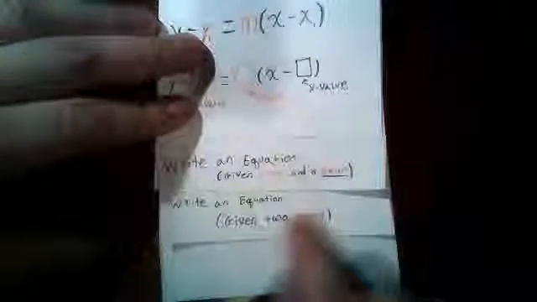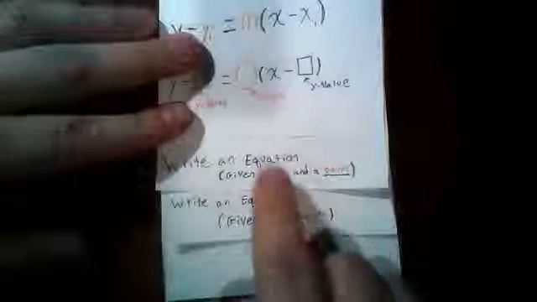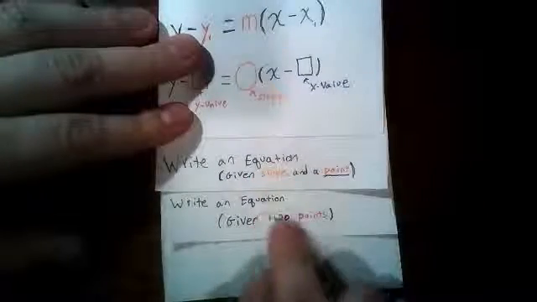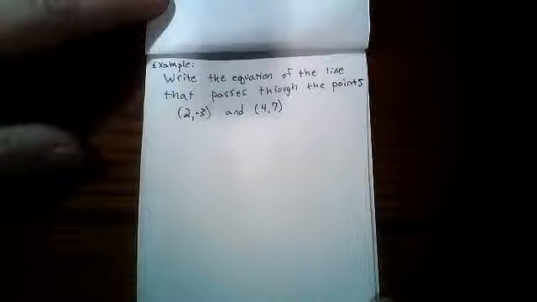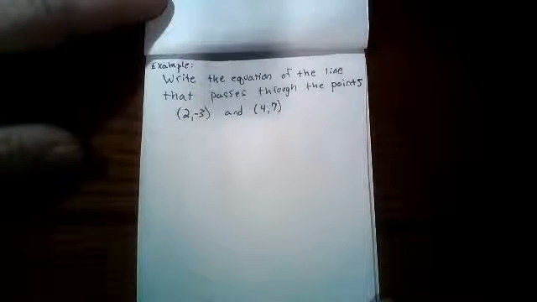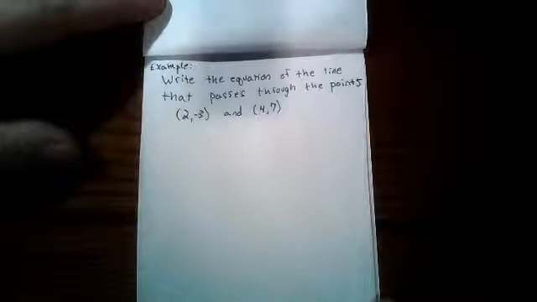There will also be a situation when you're asked to write an equation given 2 points. So now you're not given a slope and a point, you're just given 2 points. So you're going to write that in this margin here, and we flip up. And there's our example problem. Write the equation of the line that passes through the points (2, -3) and (4, 7).